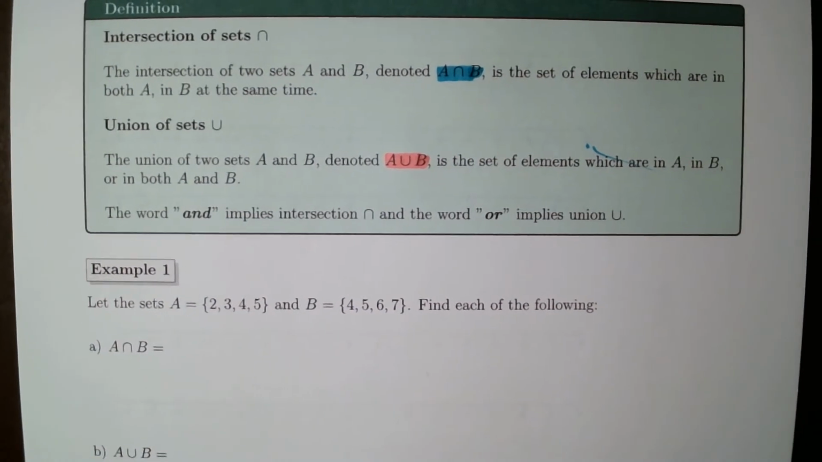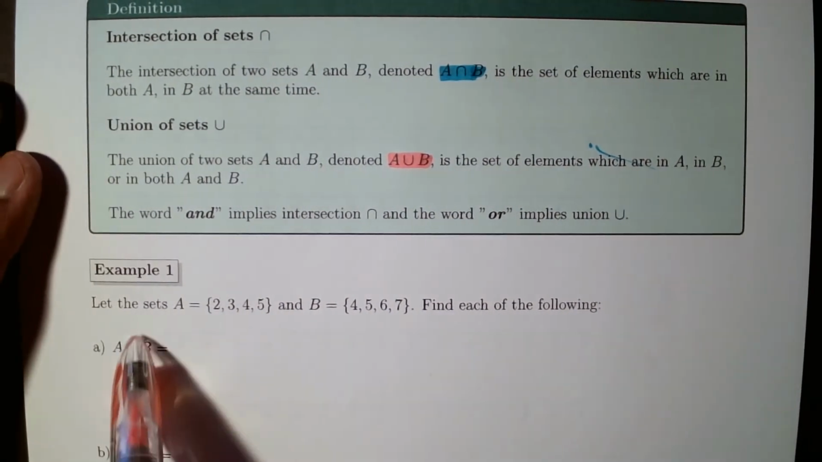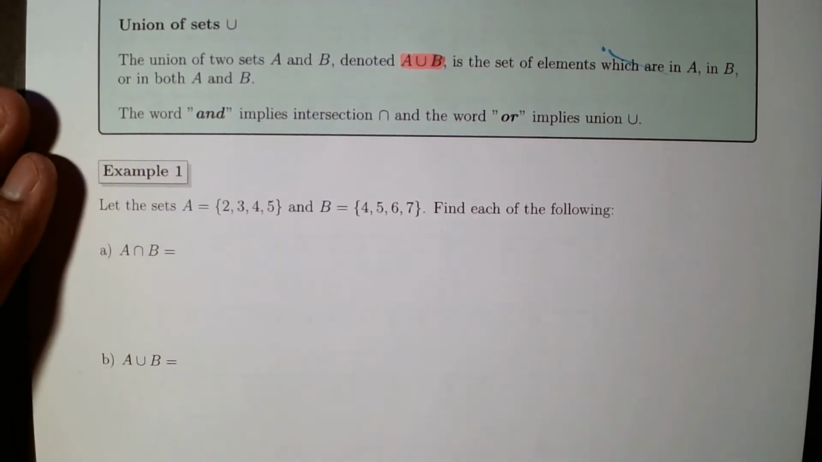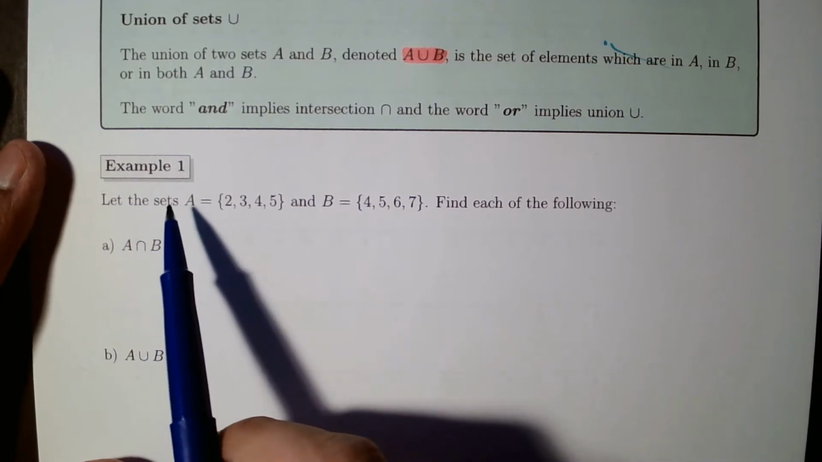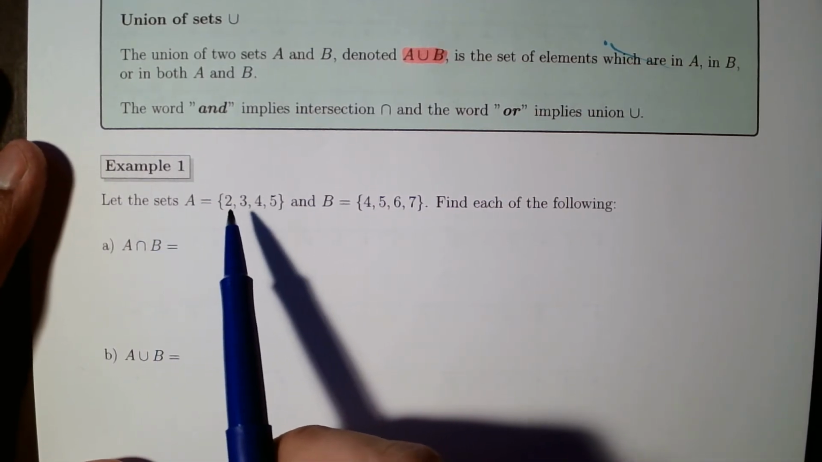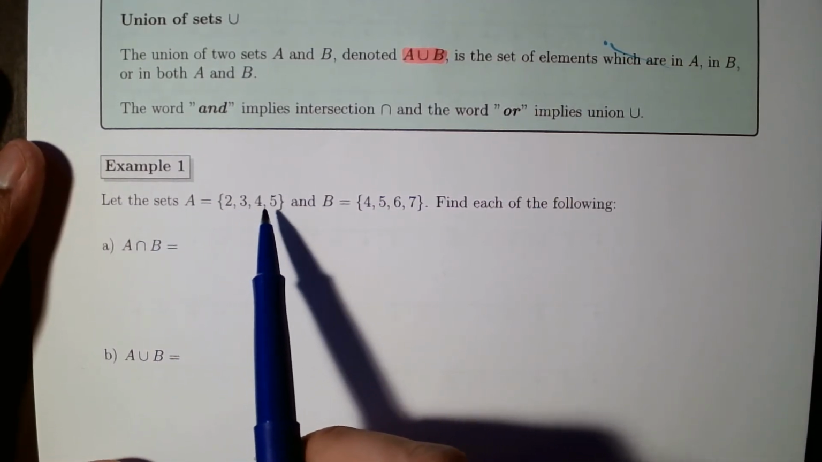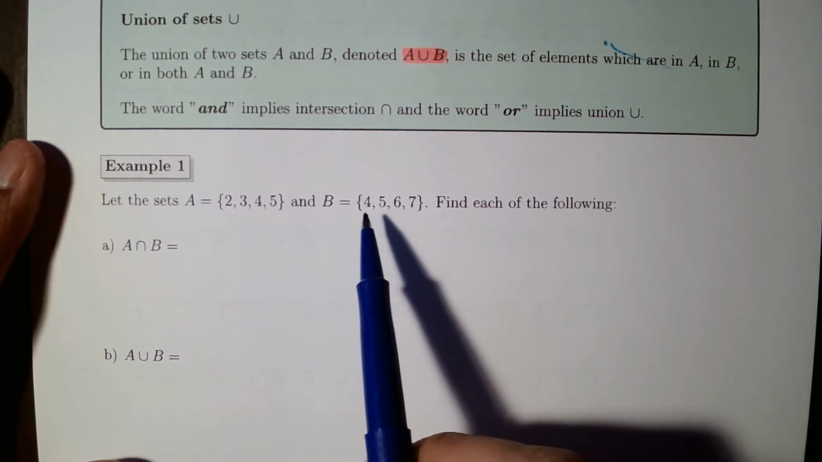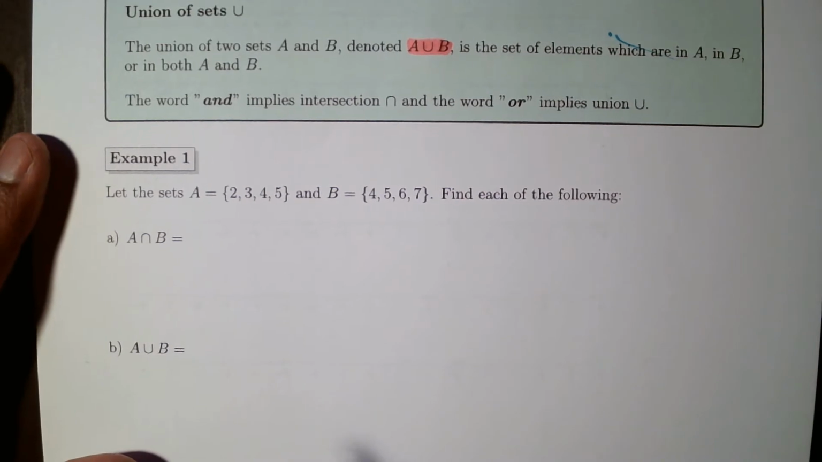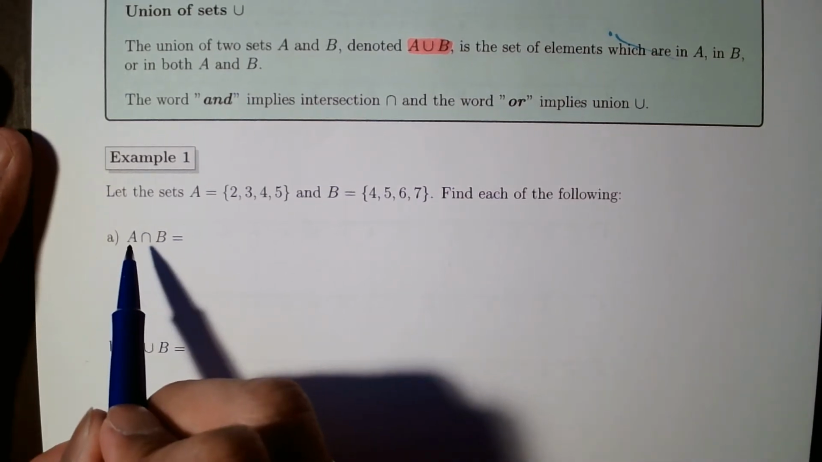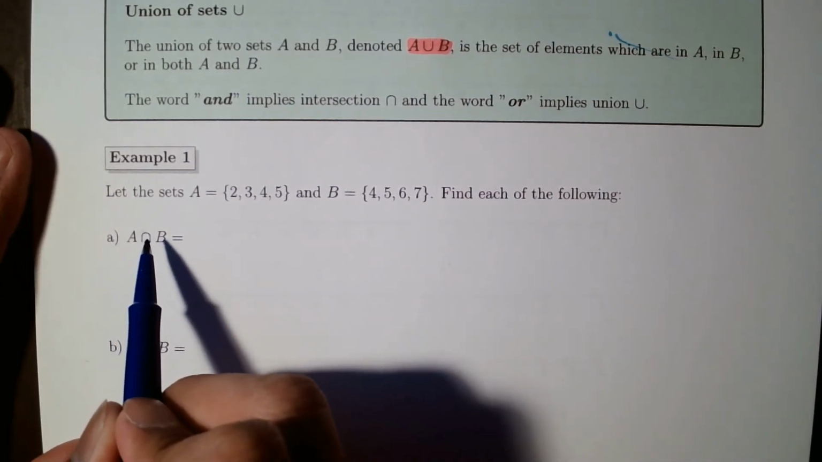Right now this is a lot of words and definitions. Let's just see them in action so you can see what we're actually doing. Consider these two sets. Let the set A comprise the elements 2, 3, 4, and 5, and the set B comprise the elements 4, 5, 6, and 7. Find each of the following. First, they're asking us for A intersection B.